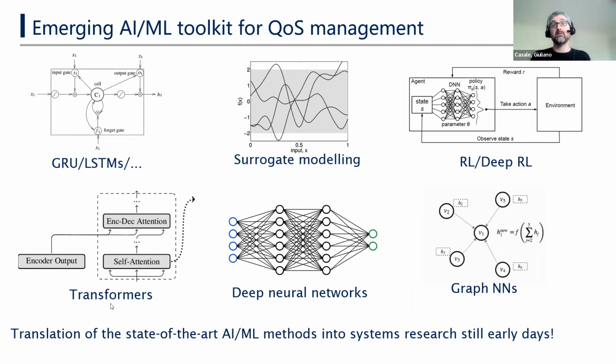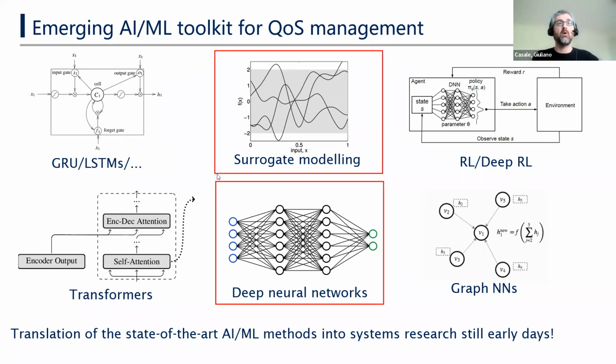There are very many methods that we can use in AI machine learning to deal with, say, management. We will focus in this presentation primarily on two types of AI machine learning methods: surrogate models and deep neural networks. The others have received attention in the scientific literature, but we will not cover them too much in this presentation, only marginally in the second part, some of them.